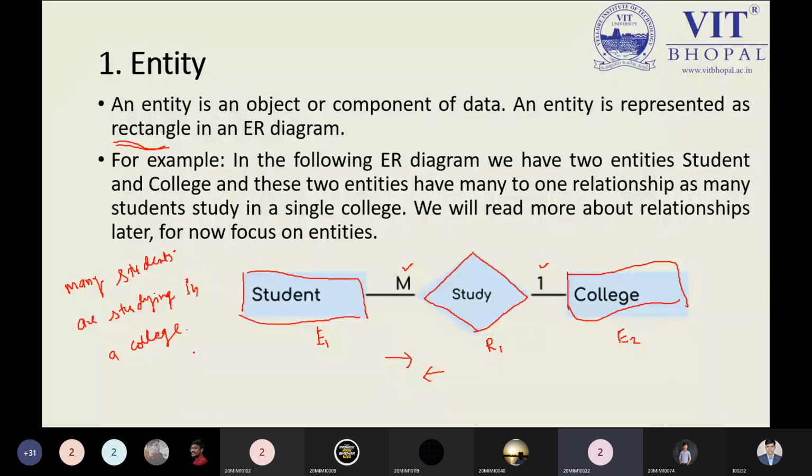Many to one, sir. I'm saying this is a one to many relationship. But in the diagram, as you wrote, it says that many students are studying in one college. So maybe it is many to one. I'm not sure.